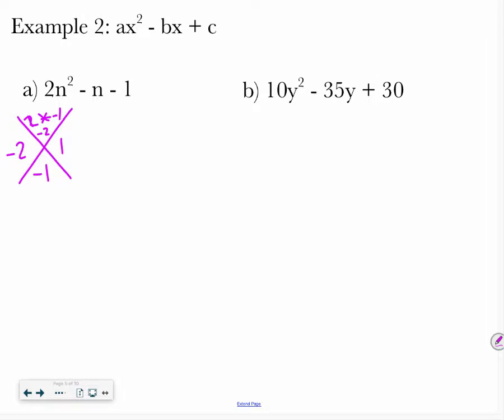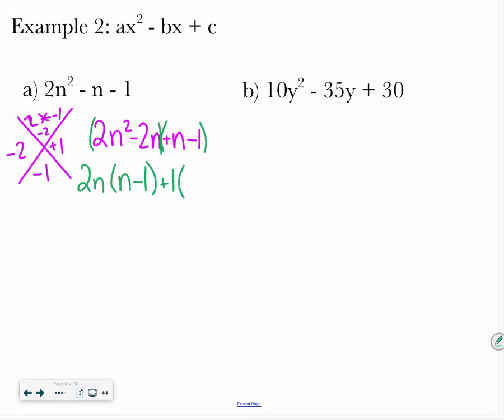And if I keep going, I rewrite it: 2n squared minus 2n plus n minus 1. If I group those together, I can pull a 2n out of the first one, and I'm left with n minus 1. And then I have a positive n minus 1. Oh, I wrote that incorrectly. That should be a positive n, because I have a positive 1 over here. So I'm left with positive n times 1. So I don't need to pull anything out.